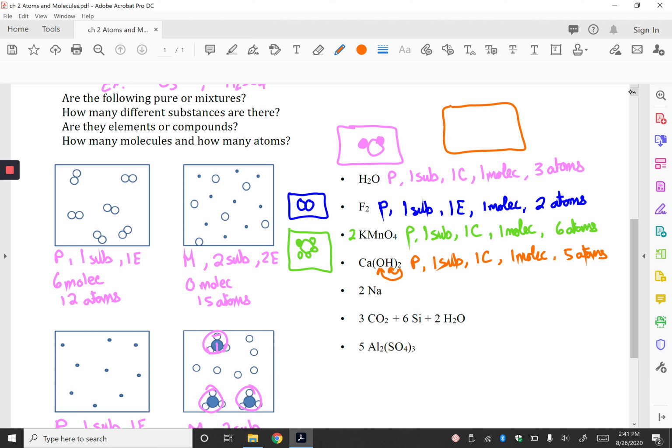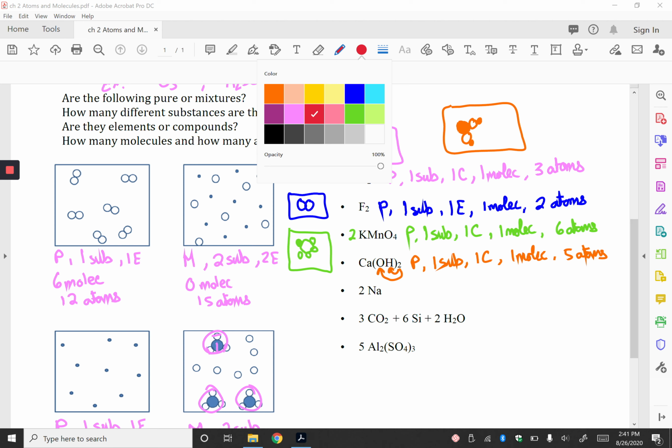So I would have just a Ca(OH)2. Let's say this is my Ca, and then there's my OH, and then another OH. That OH with the parentheses 2 means there's 2 OHs: 2 of the hydrogens, 2 of the oxygens. That's a total of 5 different atoms. Okay, next one.